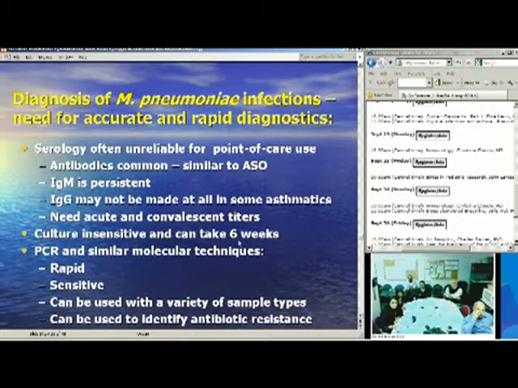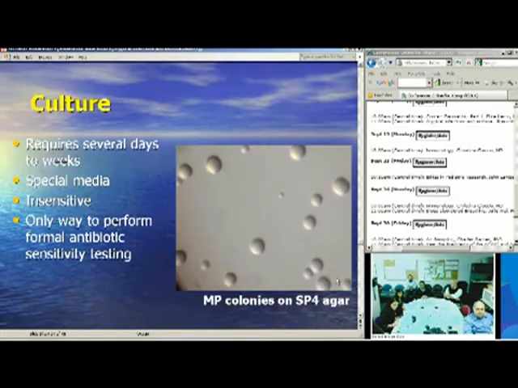Culture is really out of the question. It can take up to 6 weeks. It's rather insensitive. You have to get viable organisms. They have to be transported to the lab, and they have to be cultured. And even with all optimal conditions, it can take up to 6 weeks. So for point-of-care purposes, it's pretty useless. PCR has a lot of attractions.